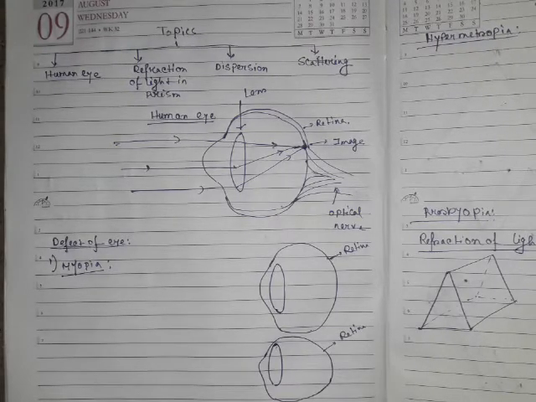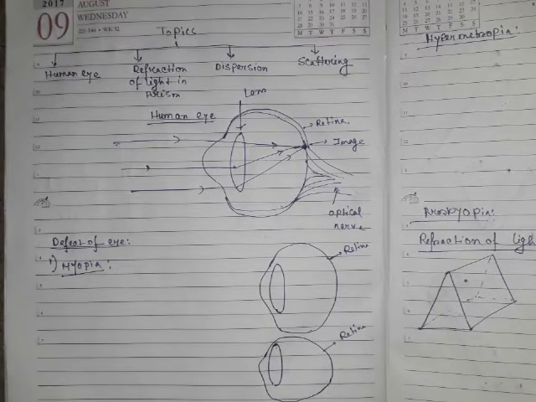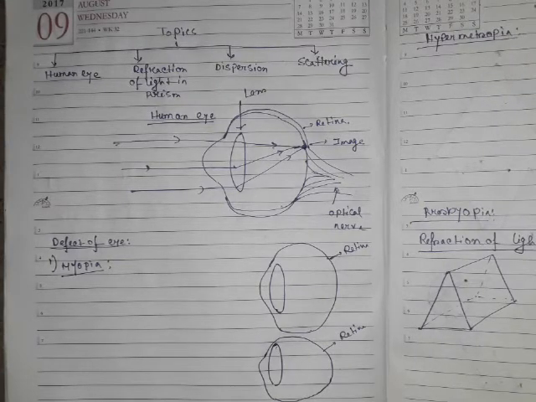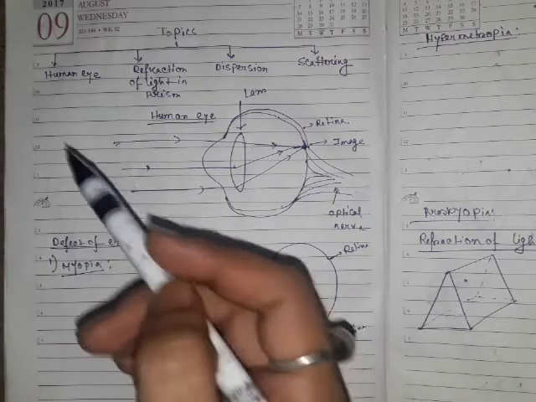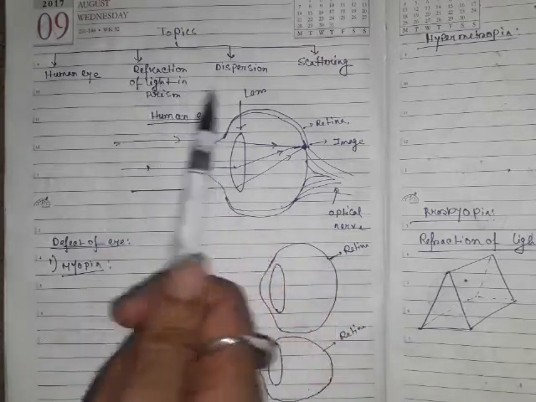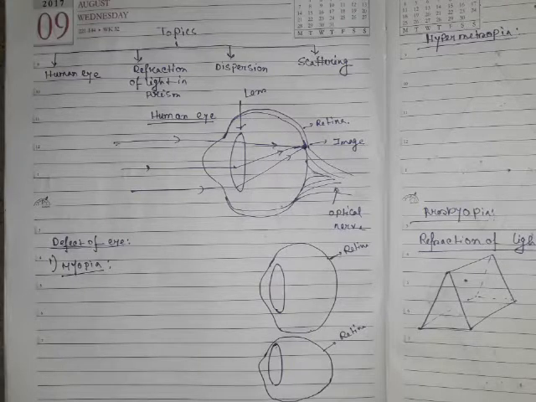And today's class is on the topic of the human eye and the colorful world. In today's class we are mainly going to focus on four main topics. One is the human eye and its defects. The second topic that we will discuss will be refraction of light in a prism, and the third one will be dispersion of light, and lastly we will talk about scattering of light.